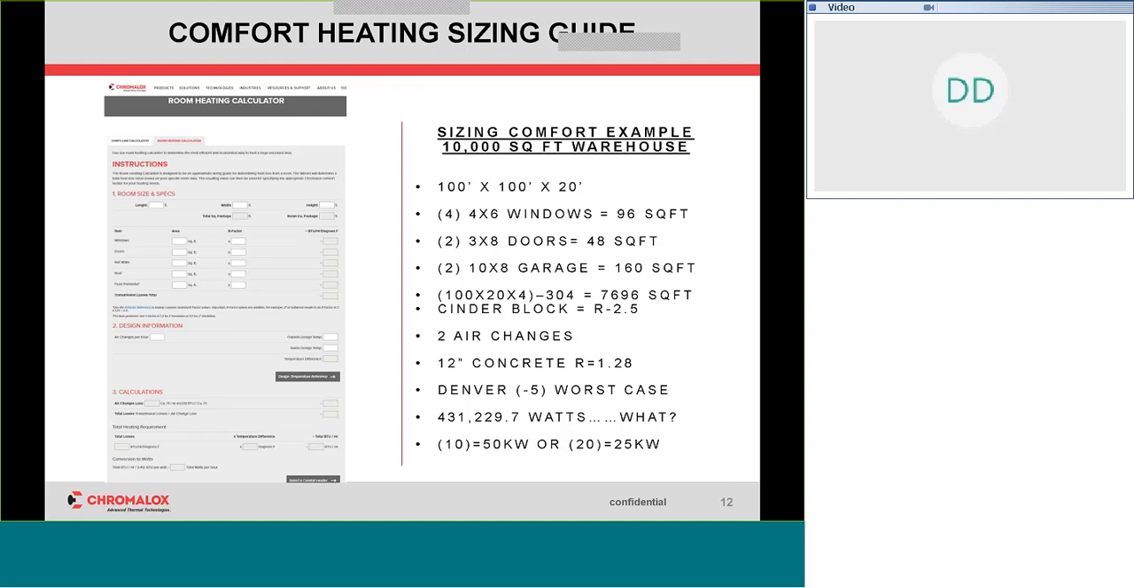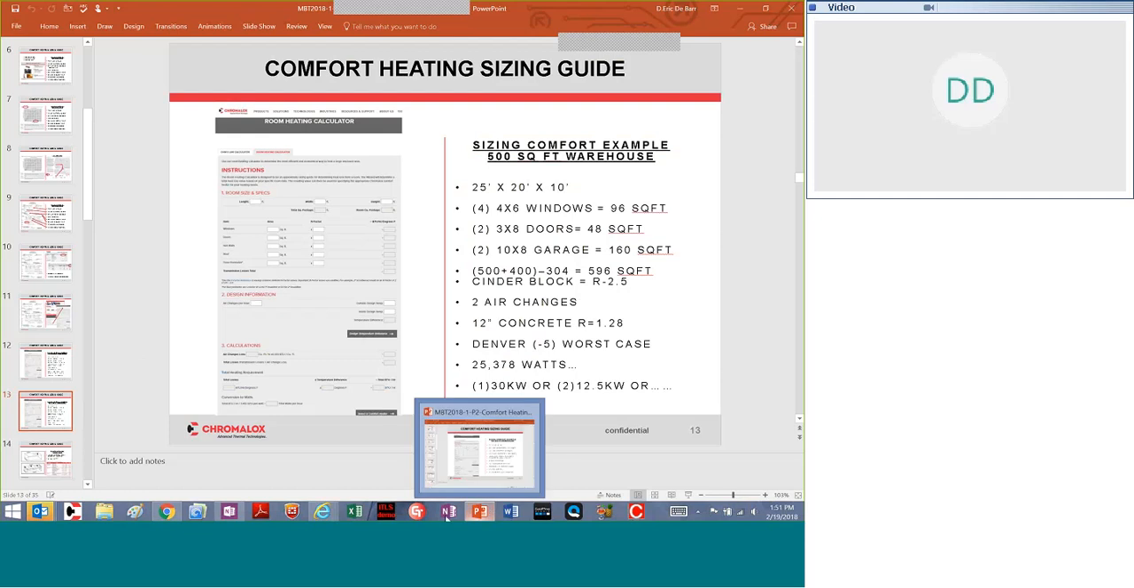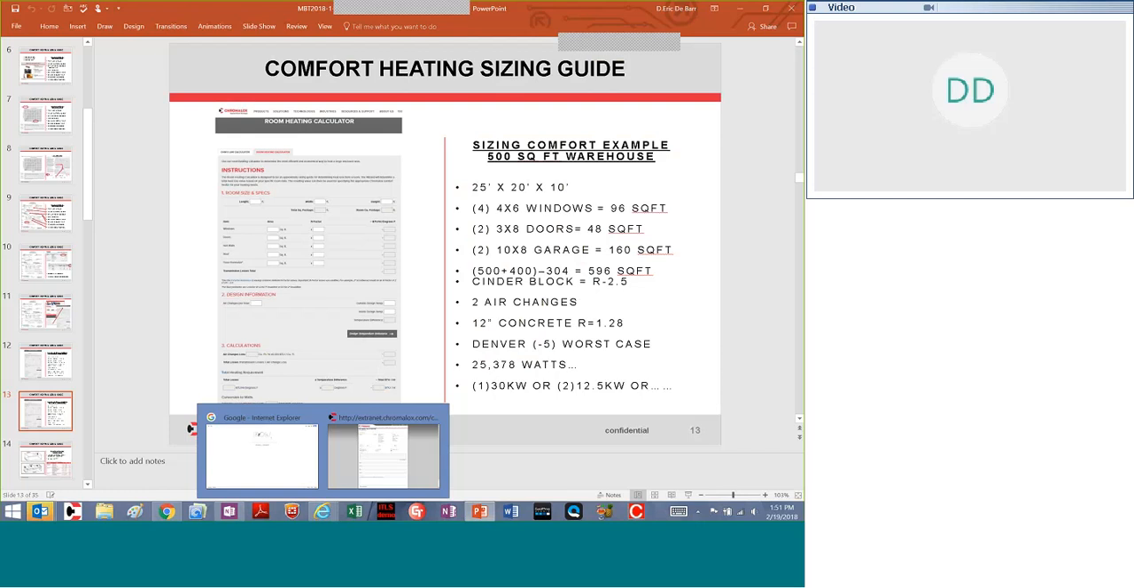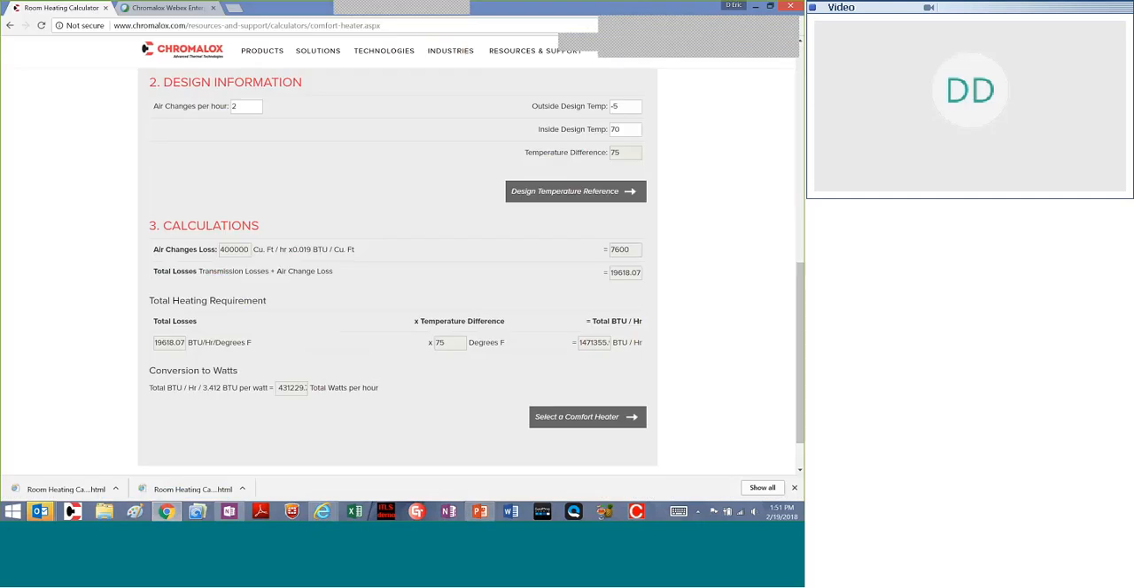That's a large 10,000-foot warehouse. If you want to go with the larger ones, these are 10 kW heaters, 20 kW heaters, and how you space them out and lay them out will be part of the strategy we discuss in a moment. But let's say it's something more common, like 500 square feet, a garage, 25 by 20, a trailer out in the oil field or out at a construction site. 25 by 20 by 10 is pretty much a trailer at this point. A storage trailer, maybe a construction trailer.